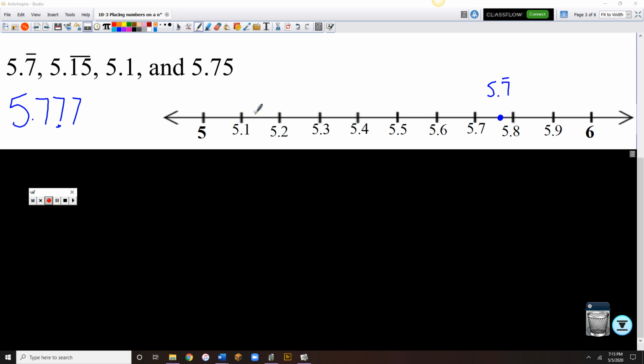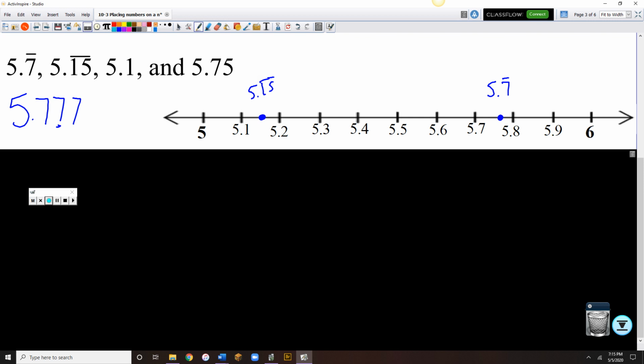5.15 repeating. So 5.15 without the repeater bar would mean that we would draw our dot exactly in the middle between 5.1 and 5.2. 5.15 repeating, it's a teeny tiny difference, but I put it just to the side. This would be 5.15 repeating.